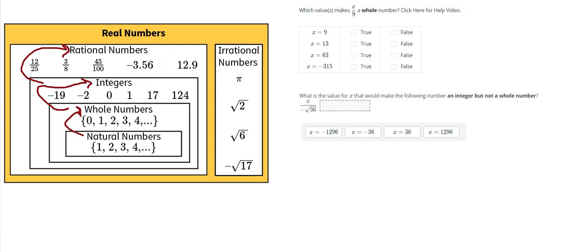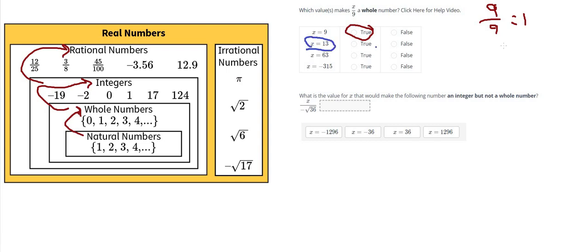A couple of questions over here that might be somewhat difficult: which values make x over 9 a whole number? And we don't have the click here for the help video, but this is the help video, so we'll see how that goes. So x equals 9. If we put 9 into this, well, we would have 9 over 9, which equals 1. So that would be a whole number, so that would be true.